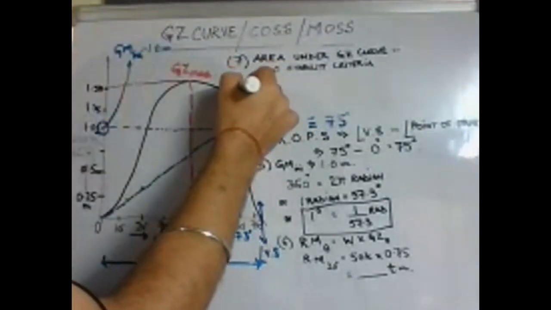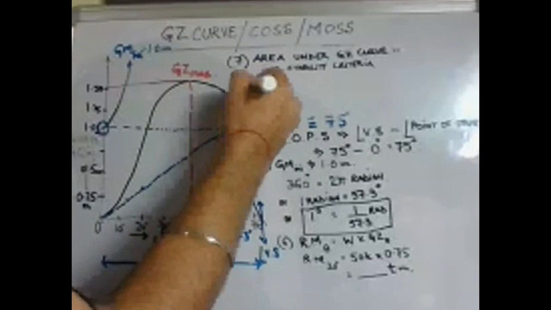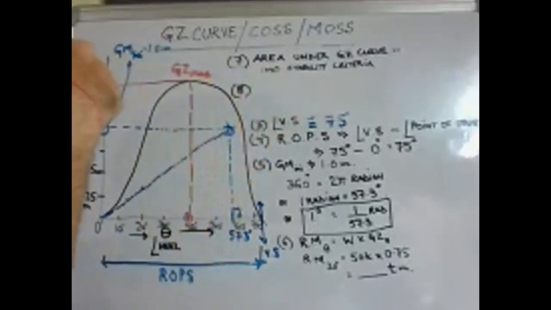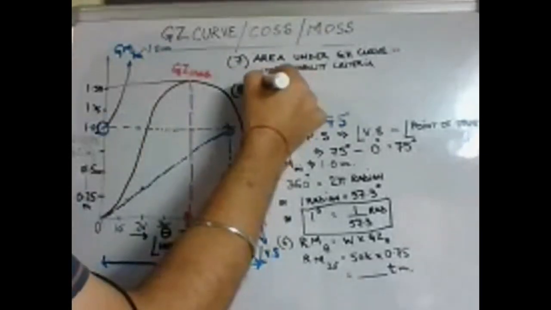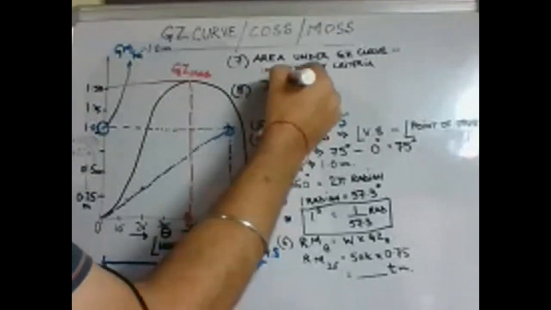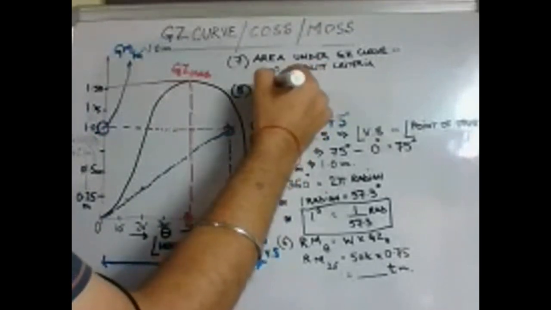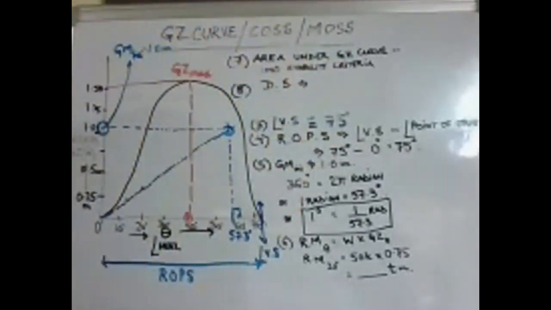And finally, the 8th one is called dynamical stability, DS. Dynamical stability.